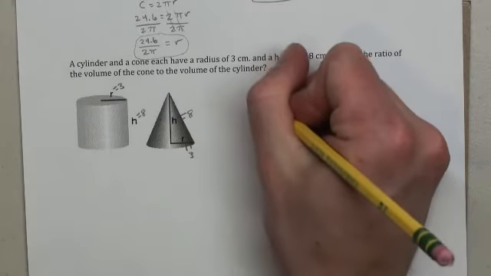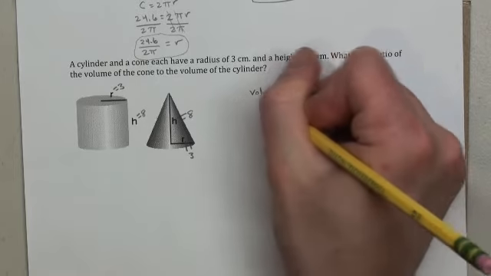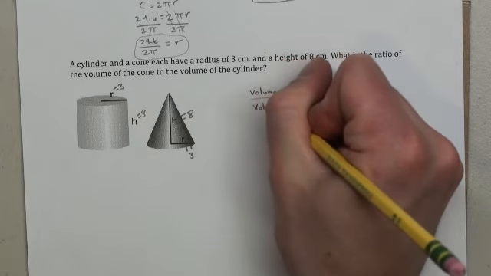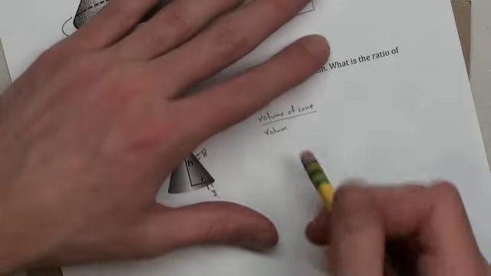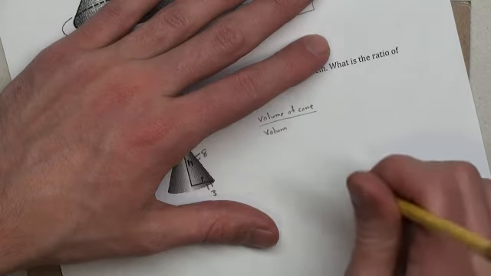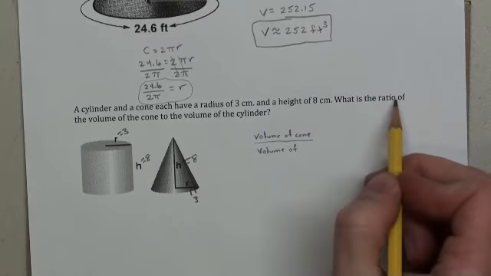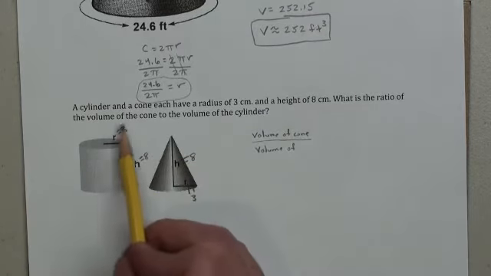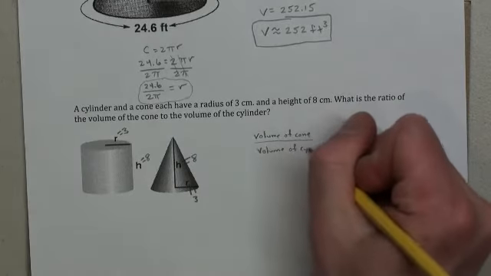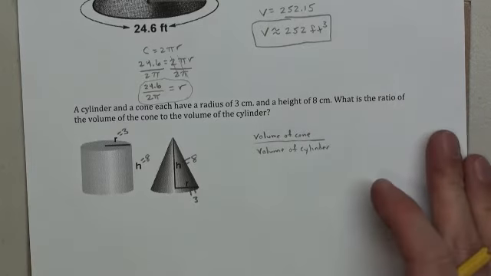So that means we've got to do volume of cone over volume of cylinder. It says volume of cone, so that goes on top, to the volume of the cylinder, so that goes on bottom. That's what we need to figure out.